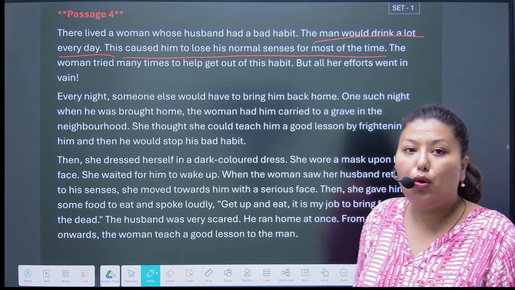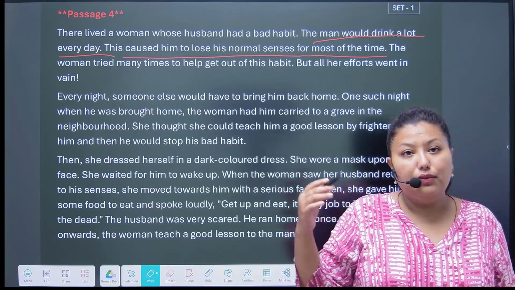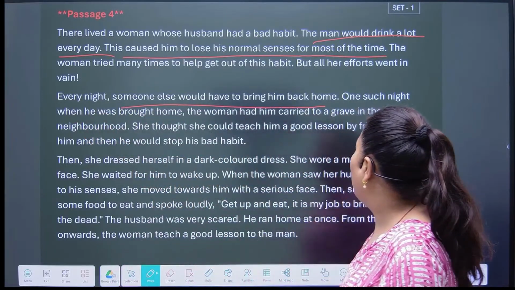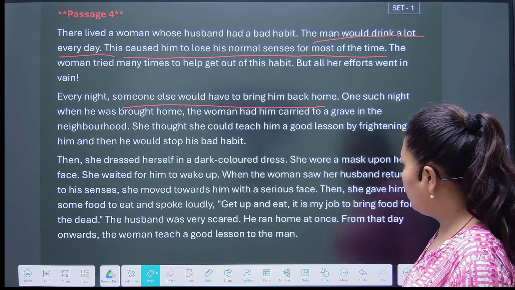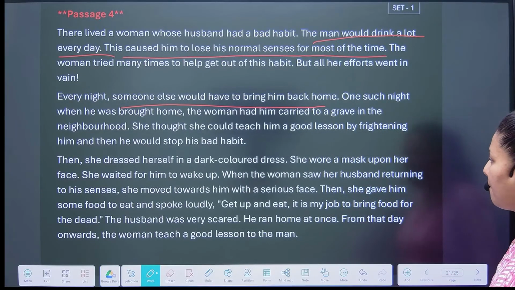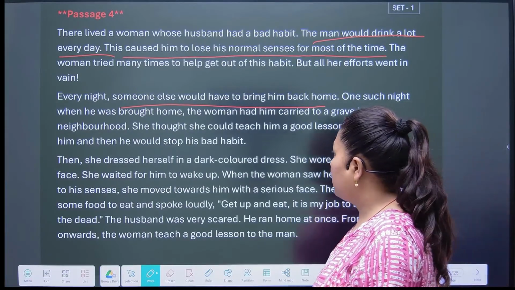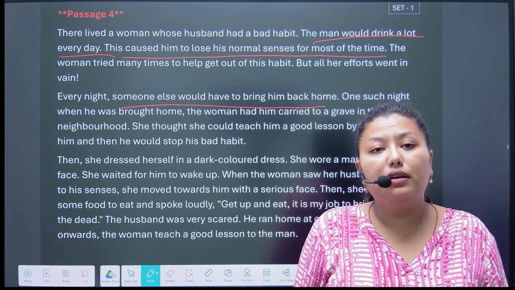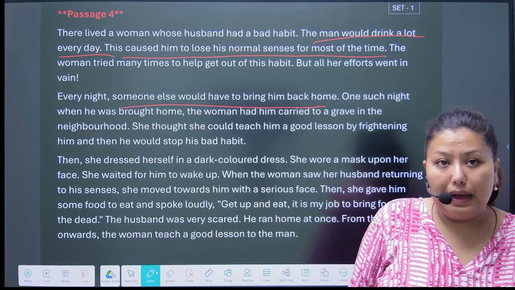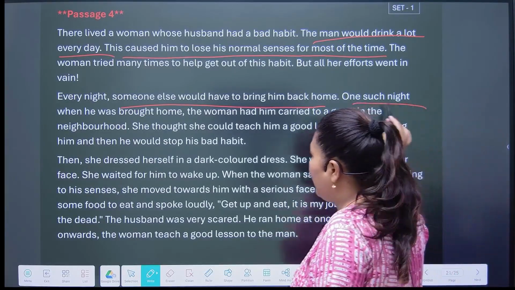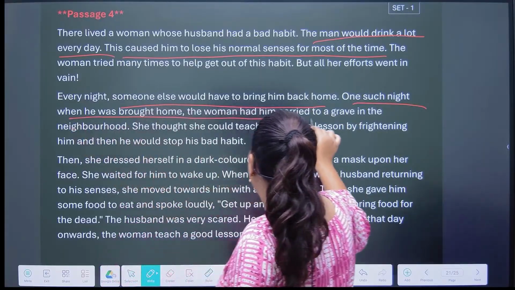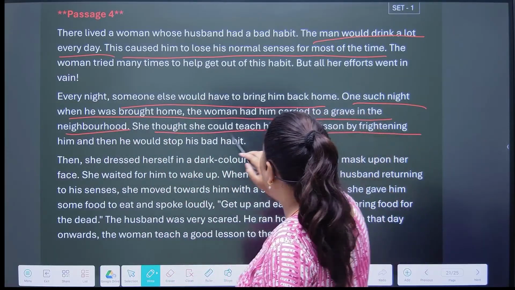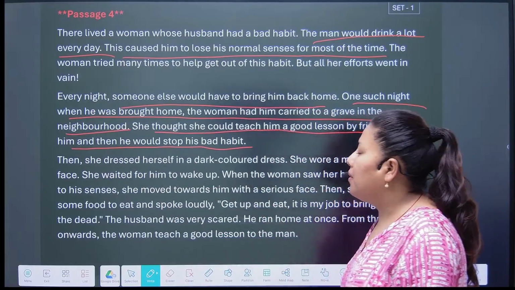Who would bring the woman's husband back home every night? Every night someone else would have to bring him back home. So what happened one such night when the husband was brought home by a neighbor? The woman carried him to a grave in the neighborhood. She thought she could teach him a good lesson by frightening him, then he would stop his bad habit.